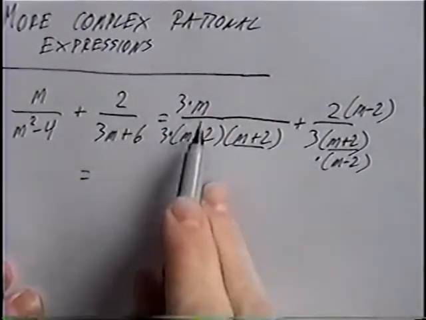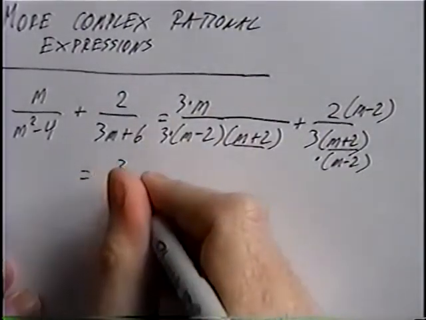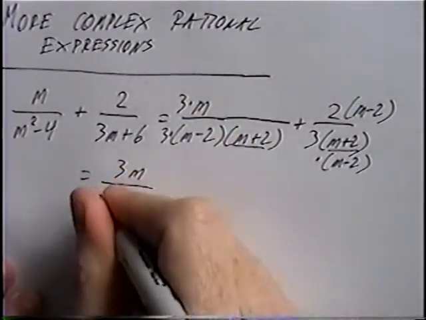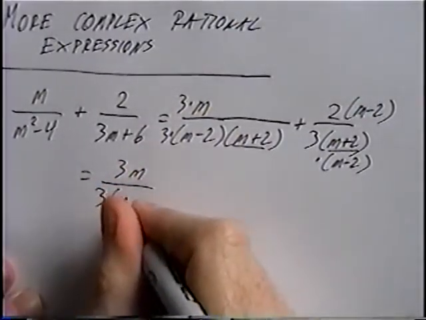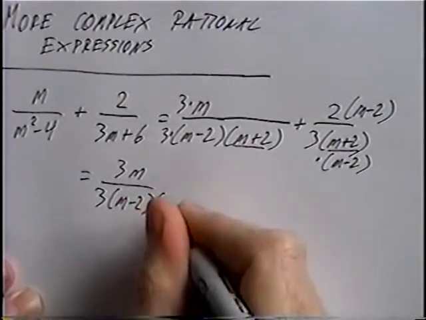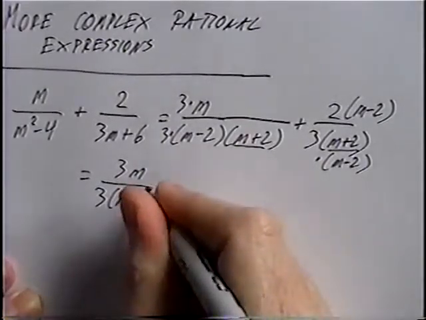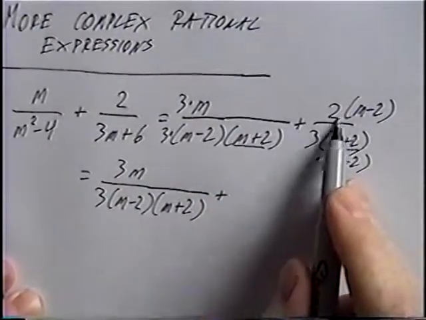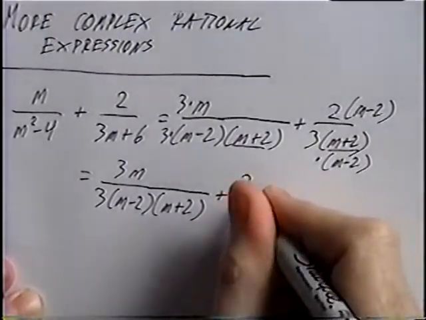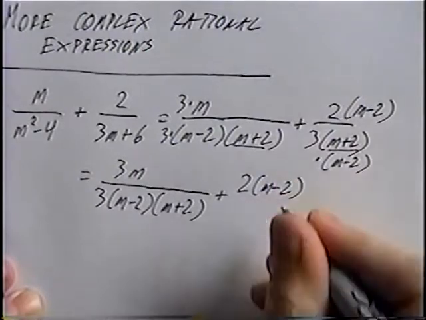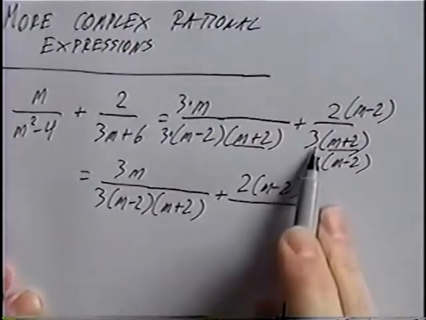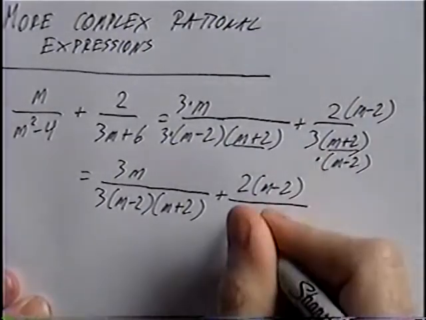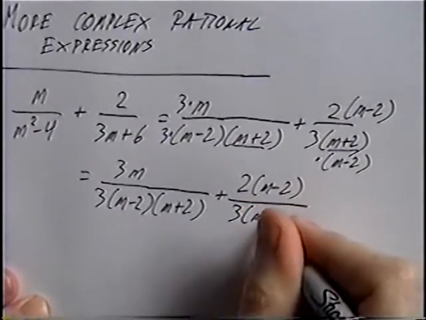If you rewrite these fractions, we have 3m in the numerator, then 3(m minus 2)(m plus 2), and then plus our second fraction, which is 2(m minus 2). And our denominator would be 3(m plus 2)(m minus 2).